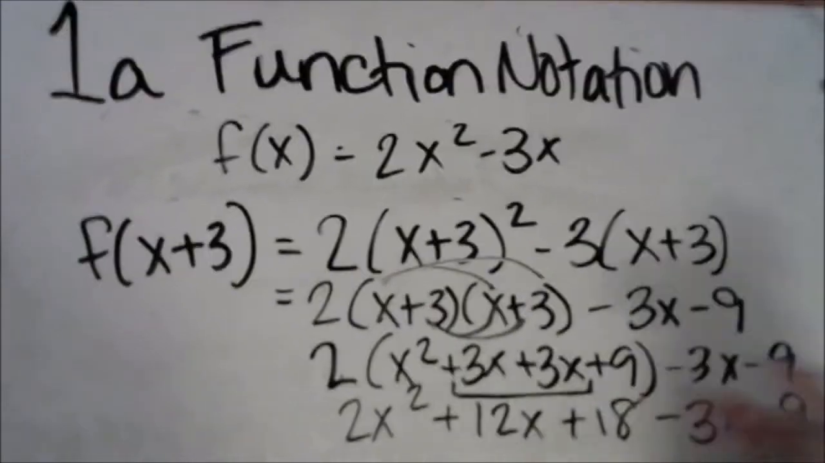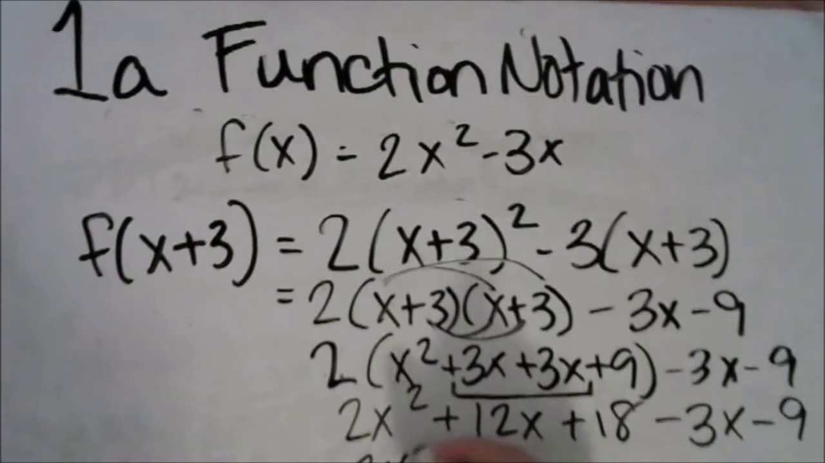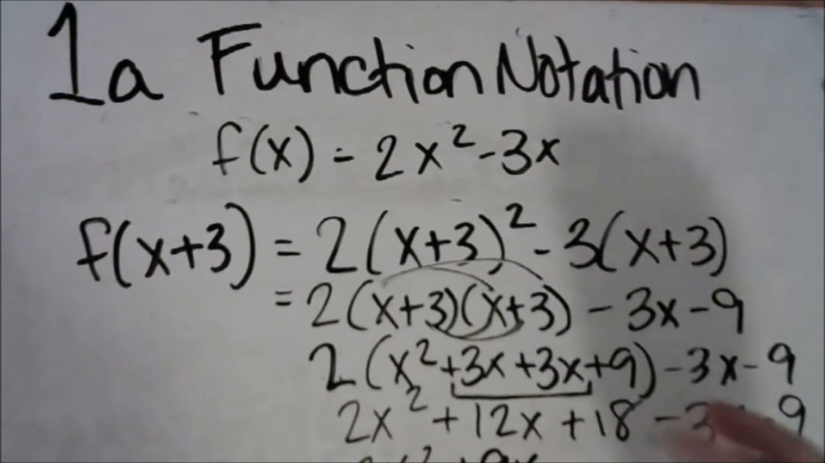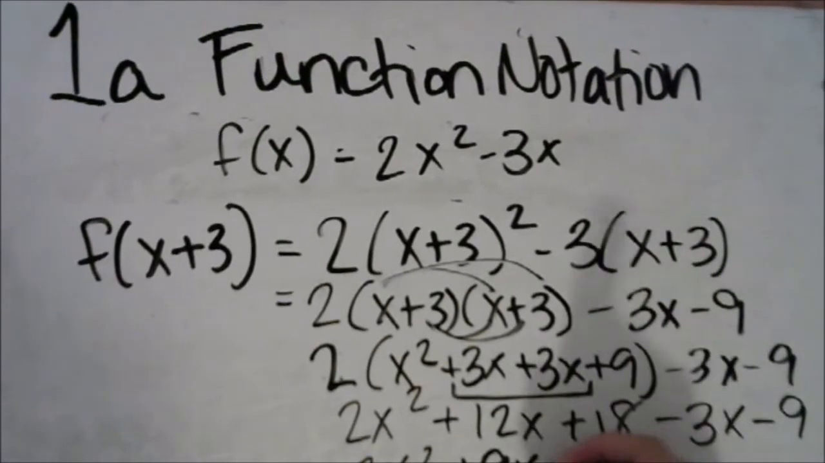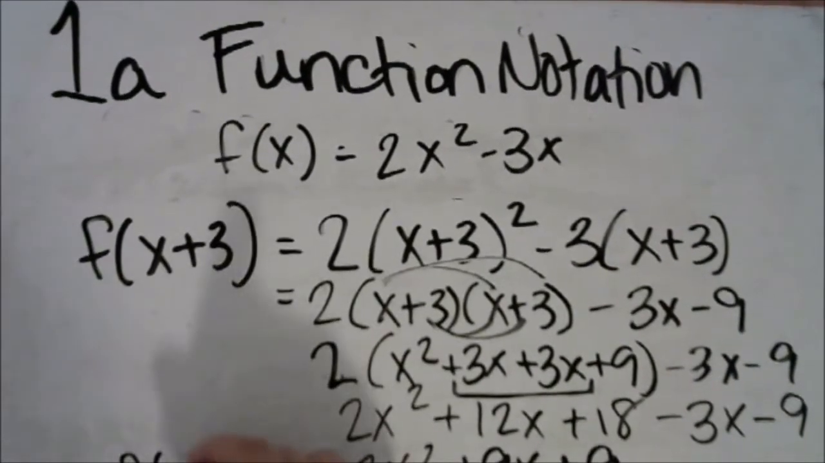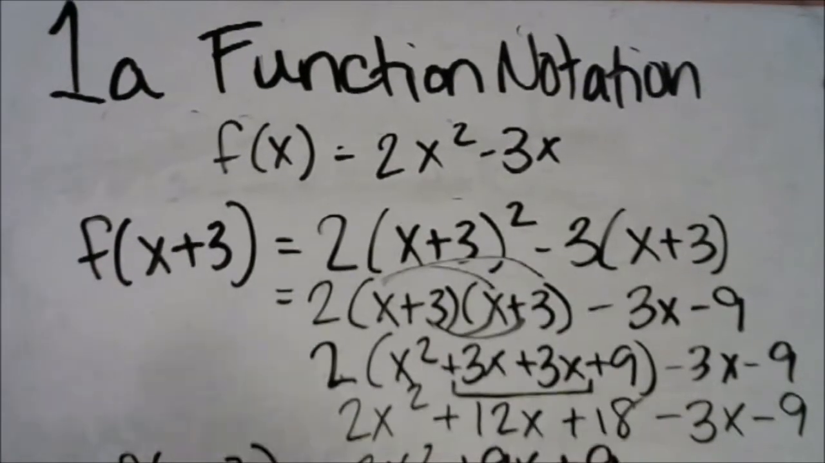At this point, we need to combine like terms. 2x squared, 12x minus 3x is 9x, and 18 minus 9 is 9. So f of x plus 3 equals this expression here.